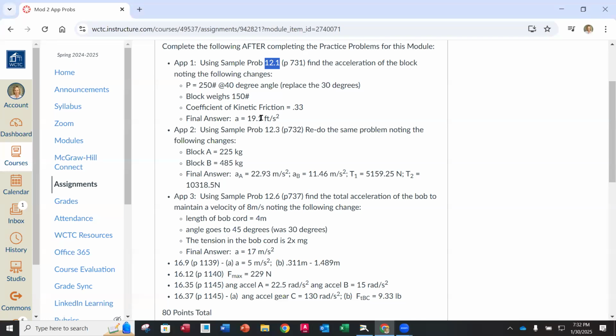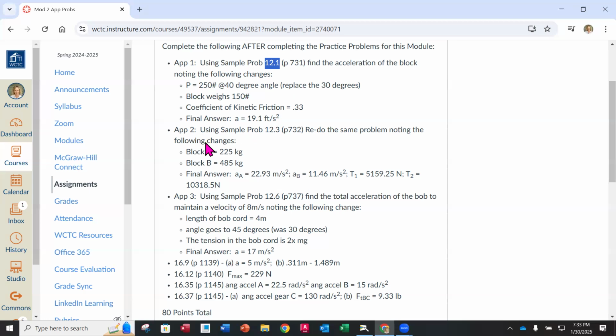I'm also telling you that the block this time weighs 150 pounds. Last time it was 200. And I changed the coefficient of friction. And then here's the final answer that you should get. So I kind of made up my own problem. It's not exactly like the one for sample 12.1, but it's a variation on it, solving for a different variable. That'll be the first one that you can work on pertaining to what we did tonight.